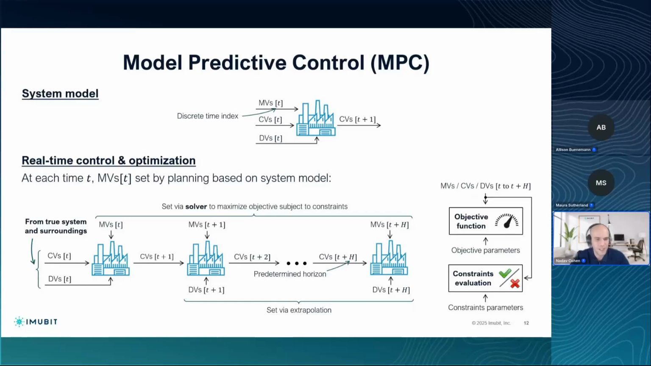And then the manipulated variables are set through a solver. That means that they are adjusted to maximize the objective while respecting the constraints. So I run a search process here of searching for the MV sequence that will give me the best results. And then I take the MVs at the current time step and I feed them to the true system. Okay? That's a step of real-time control and optimization with MPC, with Model Predictive Control.